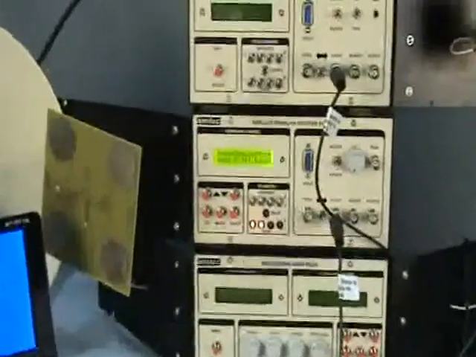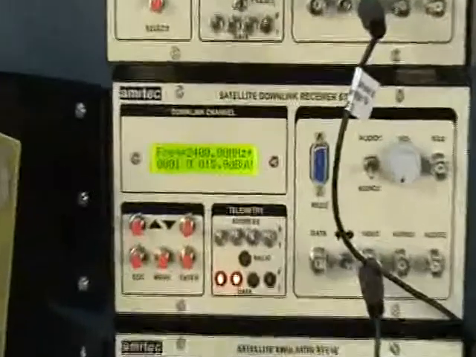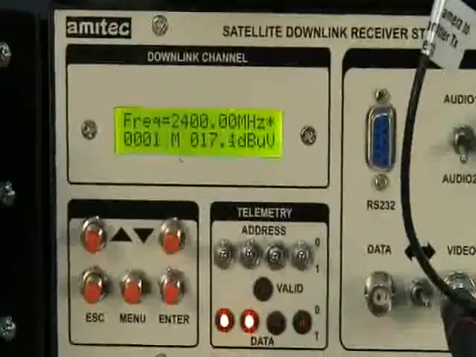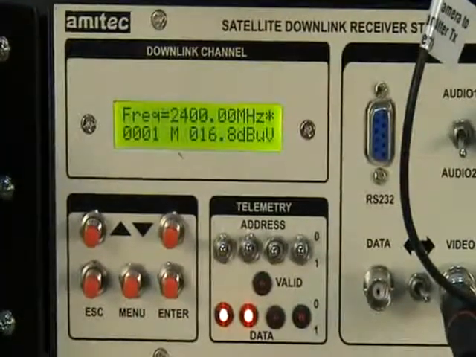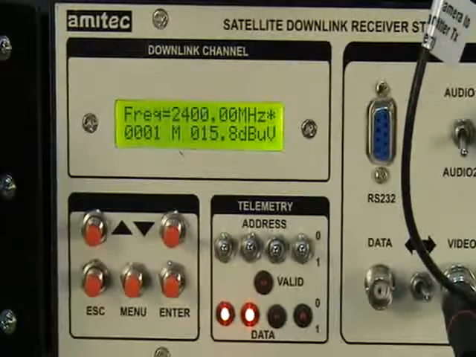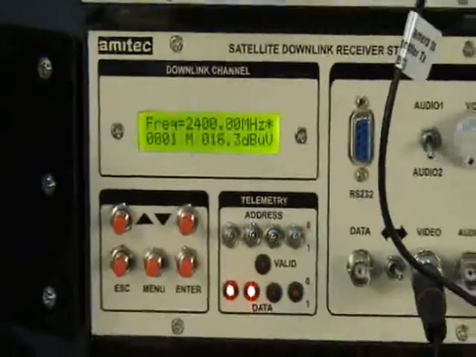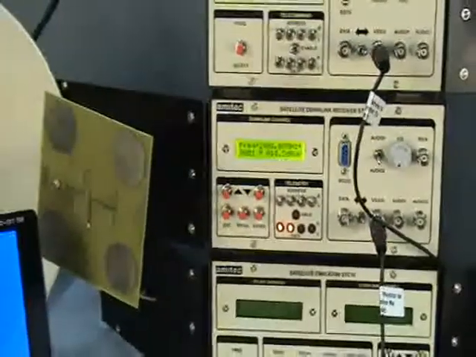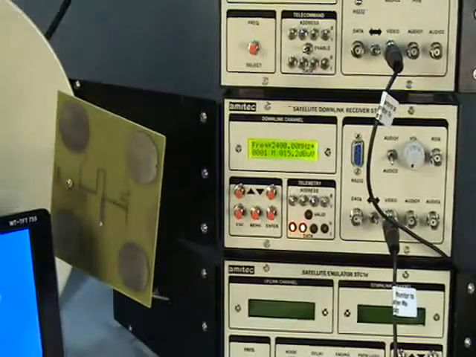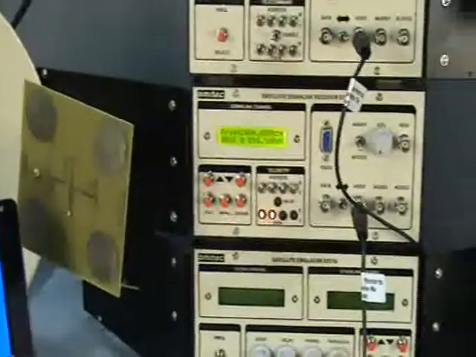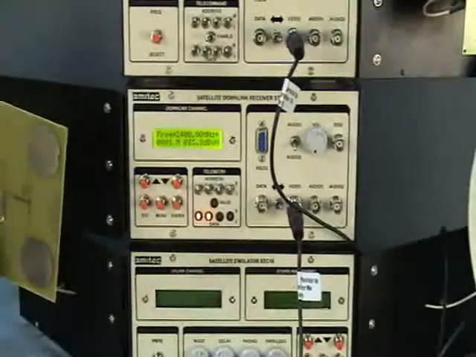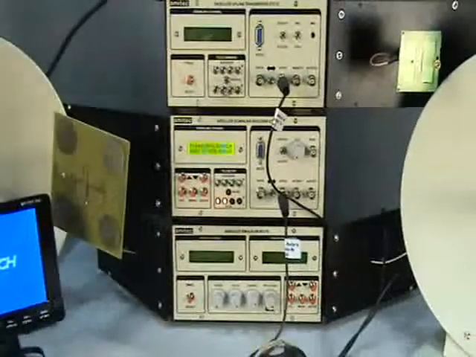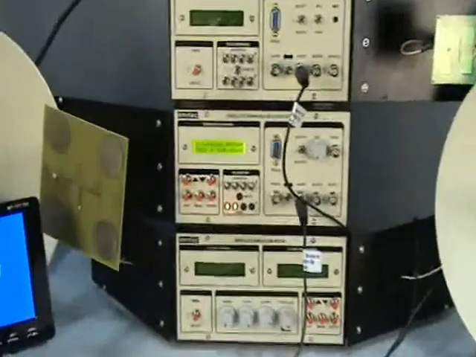the receiver is receiving at 2.4 gigahertz and it is showing a noise floor of 17.0 dB microvolt. So that means this is the noise floor of the receiver and it cannot receive below this level. So this is the noise floor, 17 dB microvolt.